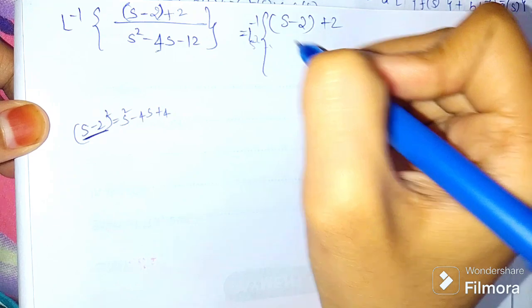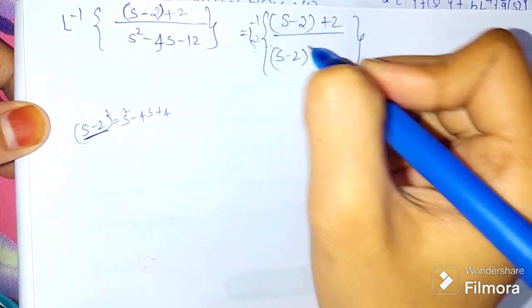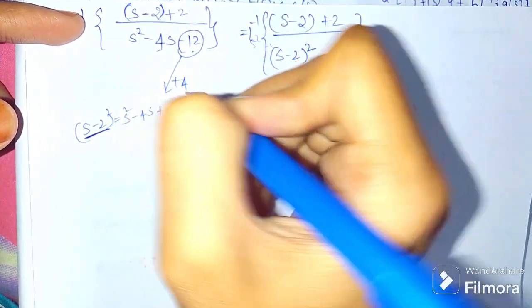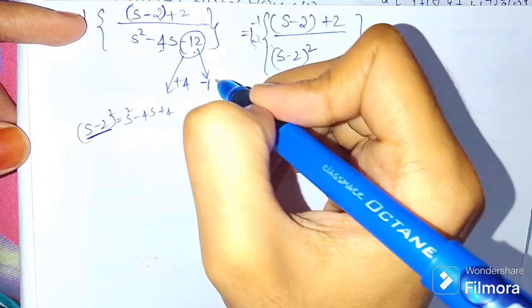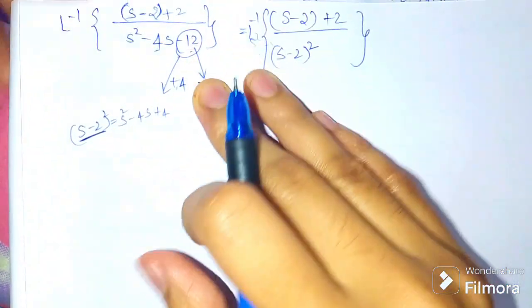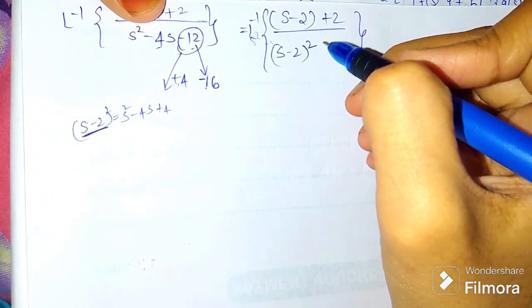Here you write (s minus 2) whole square. See, in my minus 12, I have plus 4. How much more should I have to get minus 12? I should get minus 16. Only then minus 16 plus 4 is minus 12, isn't it? So that it will be balanced. So I'll write here minus 16.